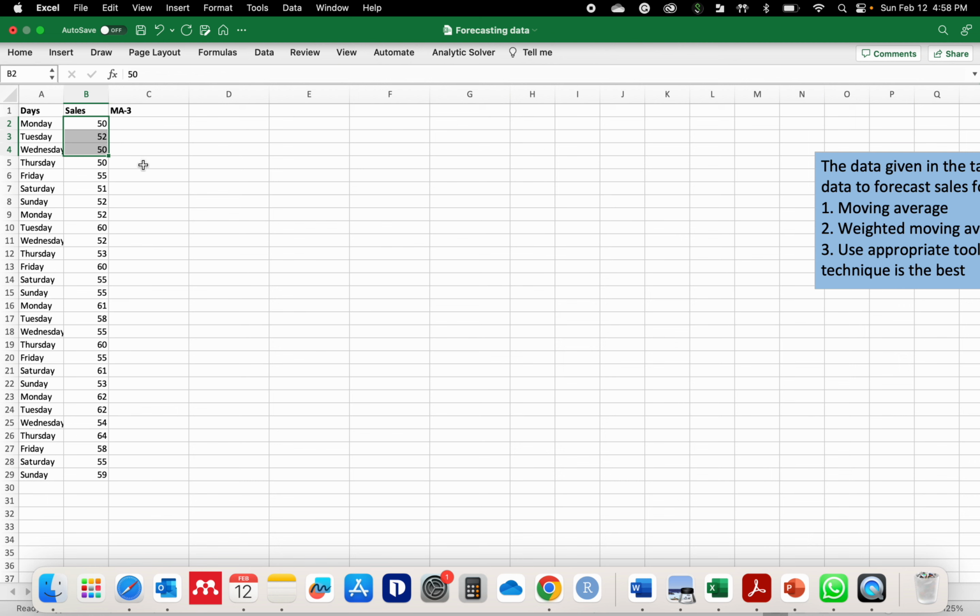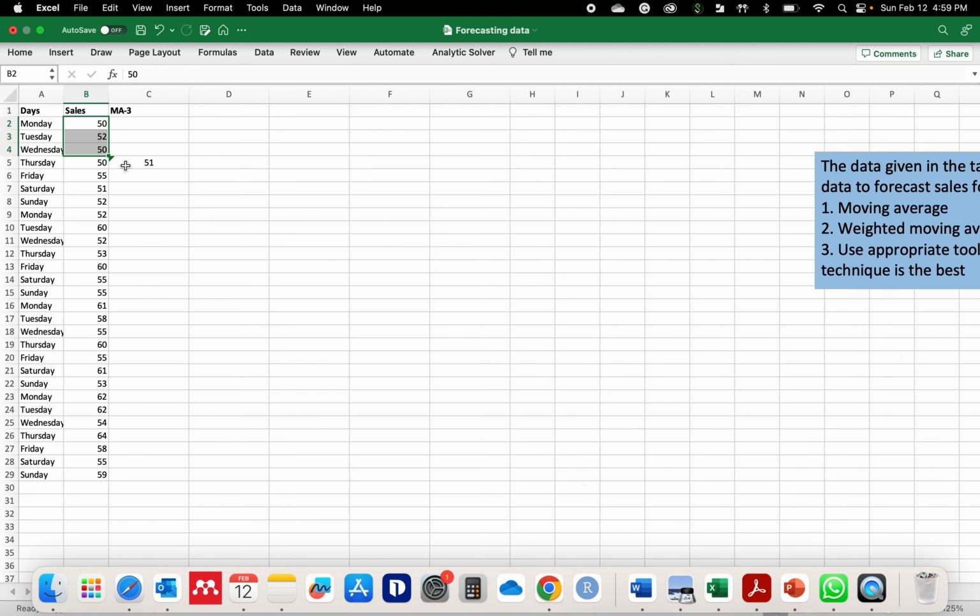So I will write my answer here. Make sure you put your cursor here, you select this one and then write this formula, and that will be average of these top 3 values and hit it. So here we get 51. So 51 is the average of 50, 52 and 50, which means 50 plus 52 and 50 divided by 3. So that's a moving average.